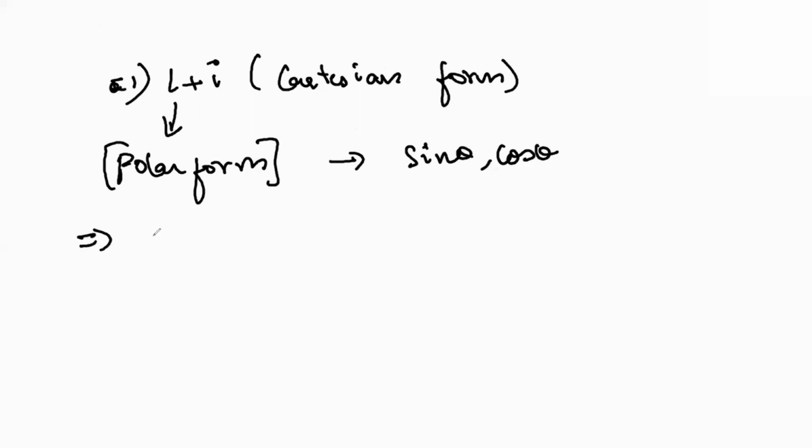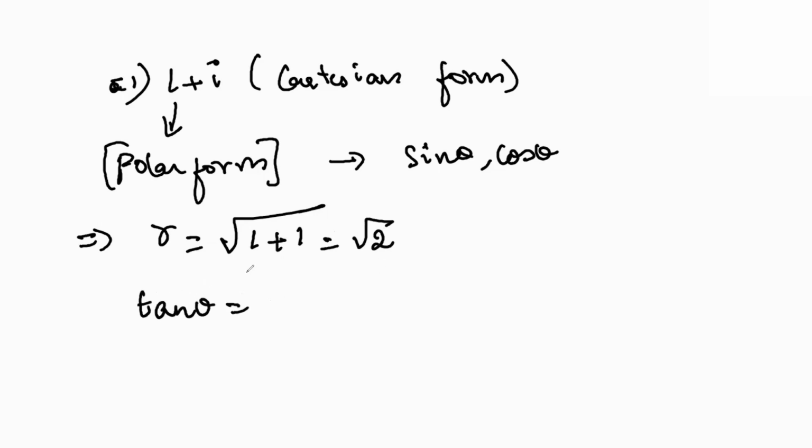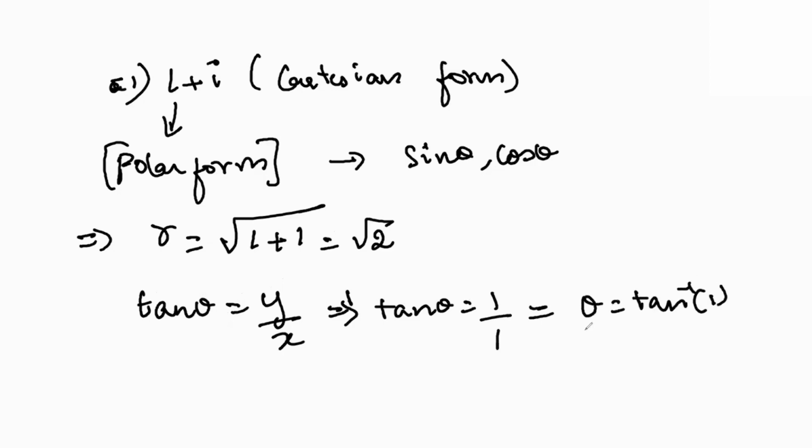So r we just did, it's the square root of x squared plus y squared. And then theta: tan theta is y by x. Very good, you remember. So tan theta will be equal to 1 by 1, right? So what will be tan inverse of 1? Tan inverse of 1 is 45 degrees, right? That's right.